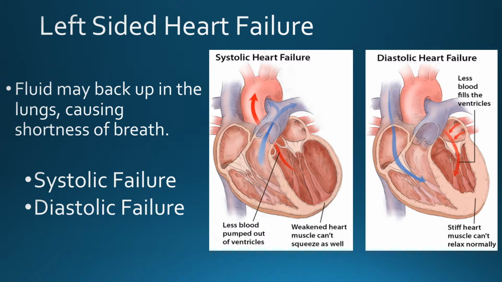Left-sided heart failure is also split into two subcategories: systolic failure and diastolic failure, also known as diastolic dysfunction. In systolic failure, the left ventricle loses its ability to contract normally. The heart is unable to pump with enough force to push enough blood into circulation. In diastolic failure, the left ventricle loses its ability to relax normally because the muscle has become stiff. The heart is unable to properly fill with blood during the resting period between each beat.